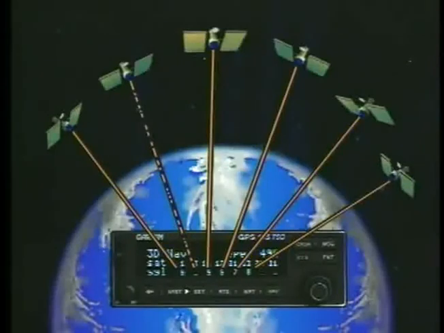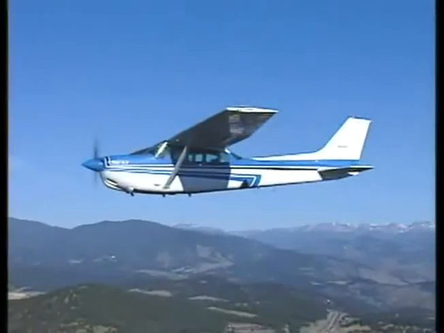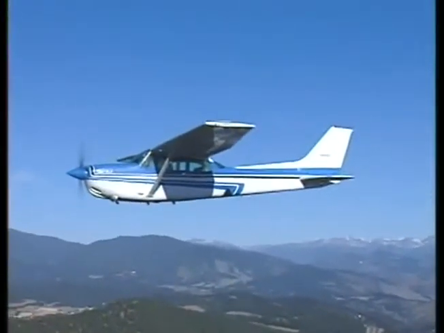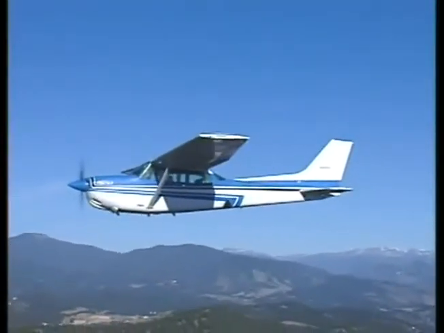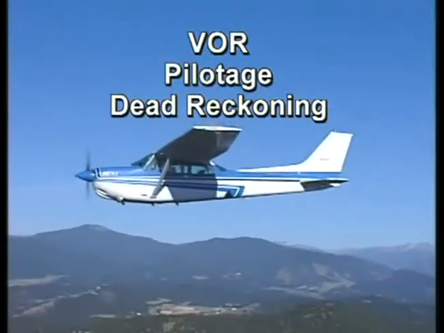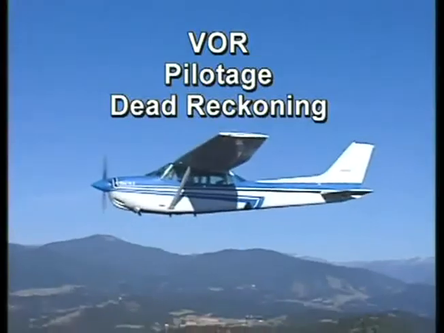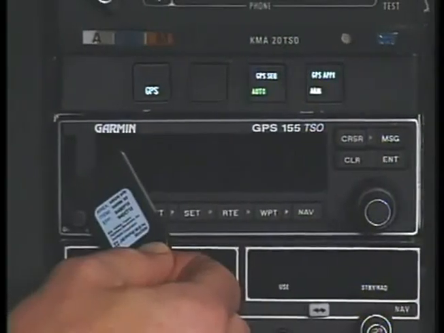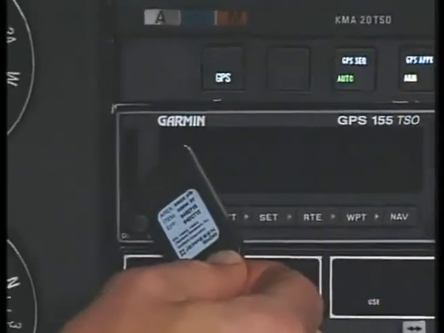RAIM checks the integrity of the navigation solution and alerts the GPS user to a position error. Many handheld GPS receivers do not have RAIM alerting capabilities. These receivers should not be used as the sole system of navigation. Instead, you should integrate GPS with other forms of navigation such as VOR, pilotage, or dead reckoning to ensure navigation accuracy. Most GPS units include a navigation database.